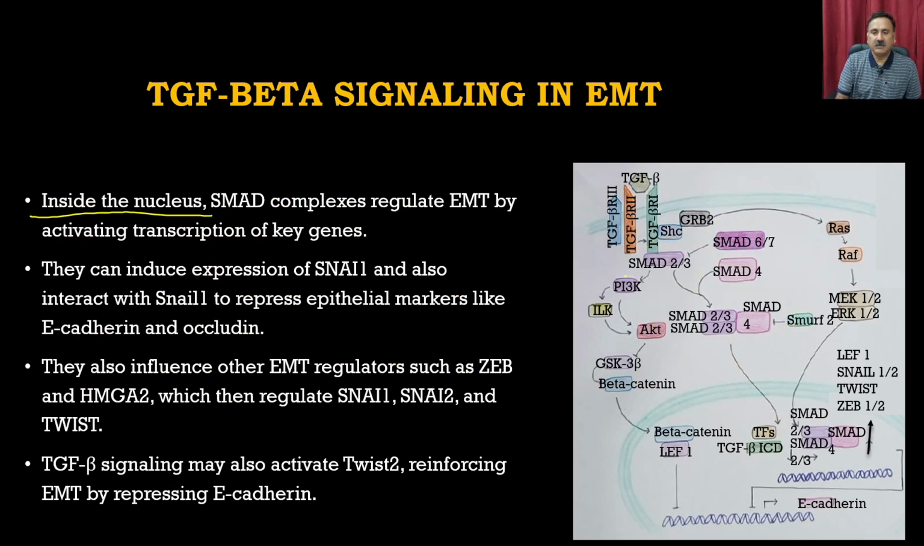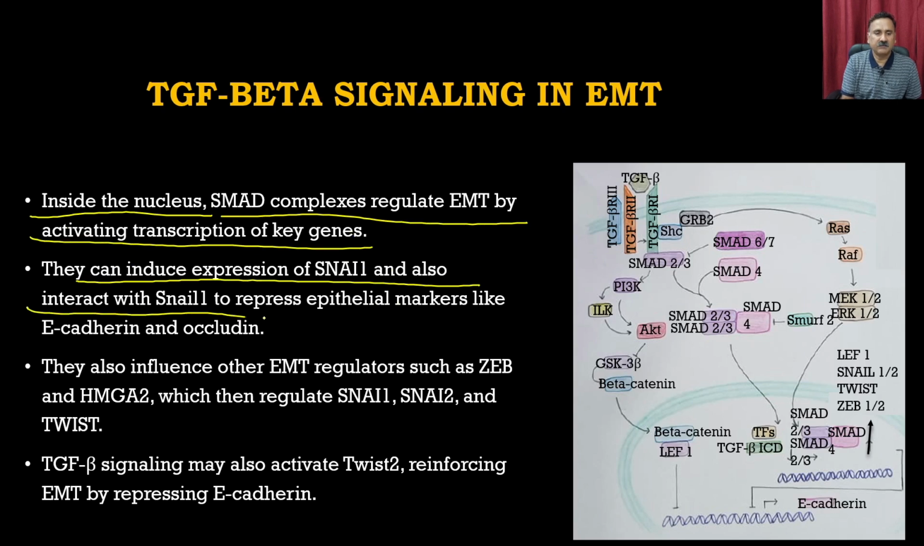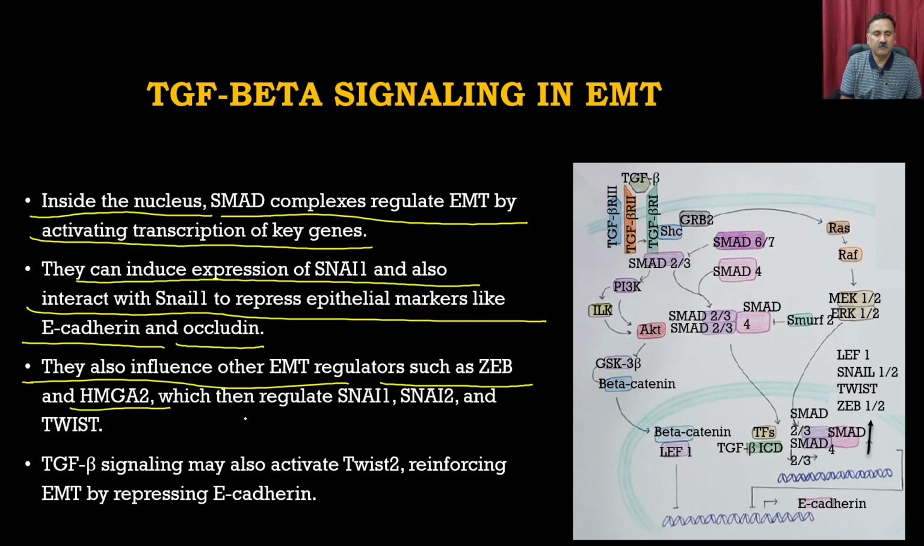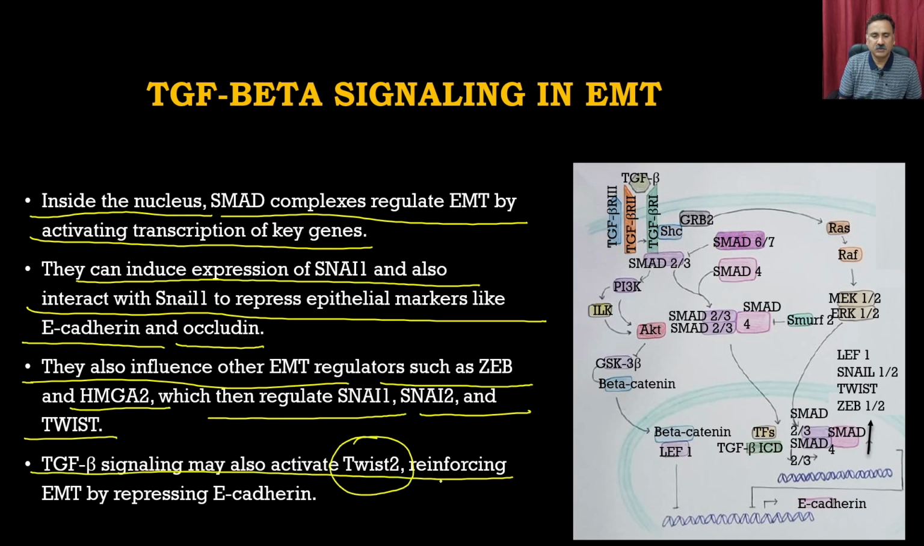Inside the nucleus, once this SMAD2 and 3 and SMAD4 complex enters into the nucleus, the SMAD complexes regulate the EMT by activating the transcription of the key genes. They can induce the expression of SNAI1 and also interact with the Snails to repress the epithelial markers like the E-cadherin and occludin. They also influence the other EMT regulators such as HMGA2, which then regulate the SNAI1 and SNAI2 and the Twist. TGF-beta signaling also activates the ZEB2 and reinforces EMT by repressing the E-cadherin, right?